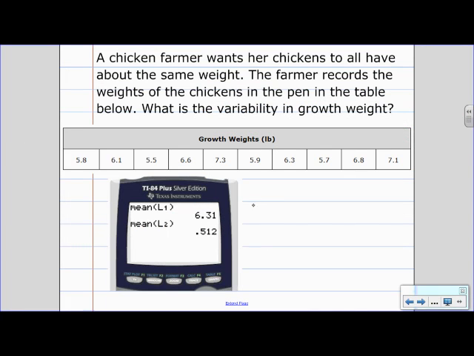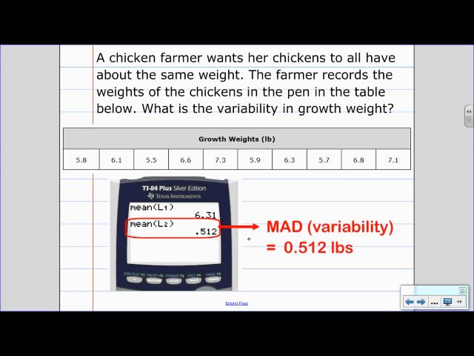Okay, so in our calculator, this first number represents the mean of the growth weights. This second number represents the variability, or the mean absolute deviation, of the average distance, or the absolute value of these data points from the mean.